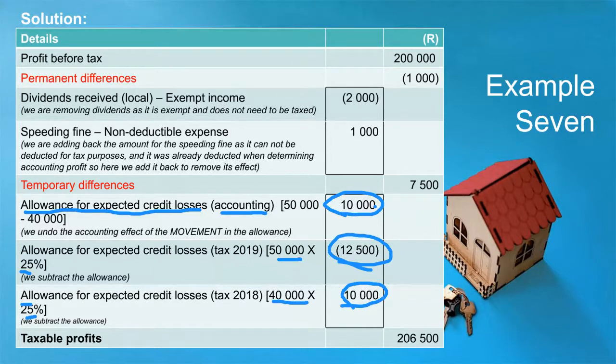Will we always subtract the closing balance? You'll always subtract the closing balance and add the opening balance for credit losses. The important thing is for credit losses, because when we start talking about other types of things, like maybe income received in advance, then it might be a totally different situation. So for credit losses, you'd always subtract the closing balance, and you're going to add back the opening balance.